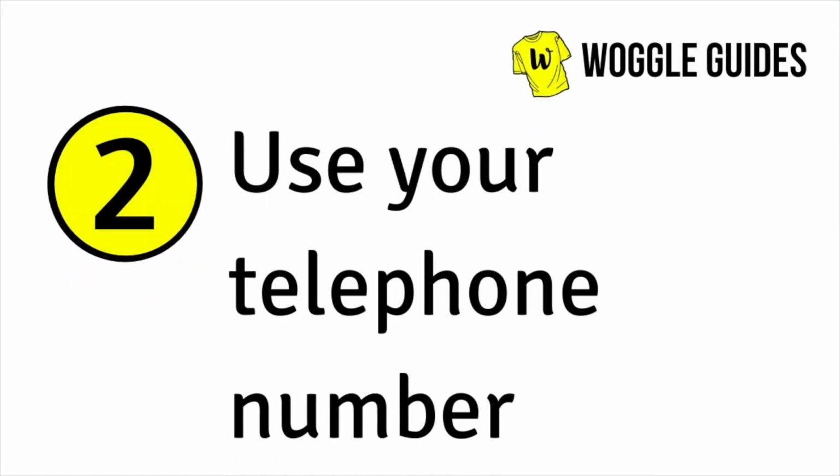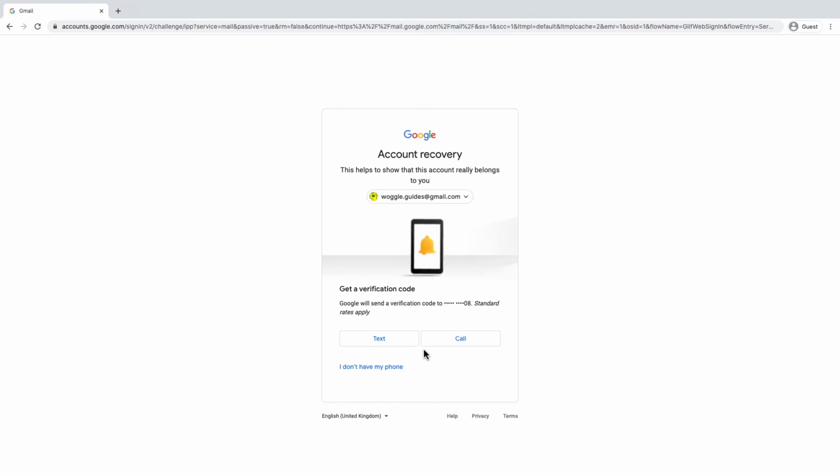So next method is using your telephone number. Google offers you 2 ways in which you can use your mobile phone device to reset your access to Gmail. First of these is a call. If you click on this option, what happens is Google will send you an automated call with instructions on how to reset your password. I'm going to demonstrate the text method as this is used more commonly, however.